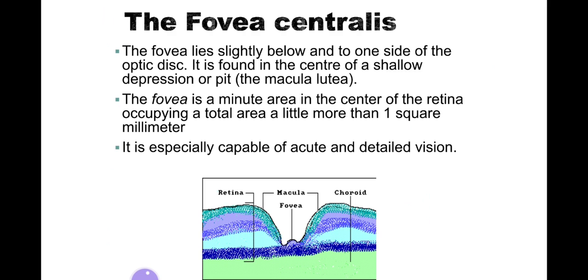Next is the fovea centralis. Fovea lies centrally below and to one side of the optic disc. It is found in the center of the shallow depression or pit known as the macula lutea. The fovea is a minute area in the center of the retina, occupying a total area little more than 1 square millimeter. What is its function? It is especially capable of acute and detailed vision.